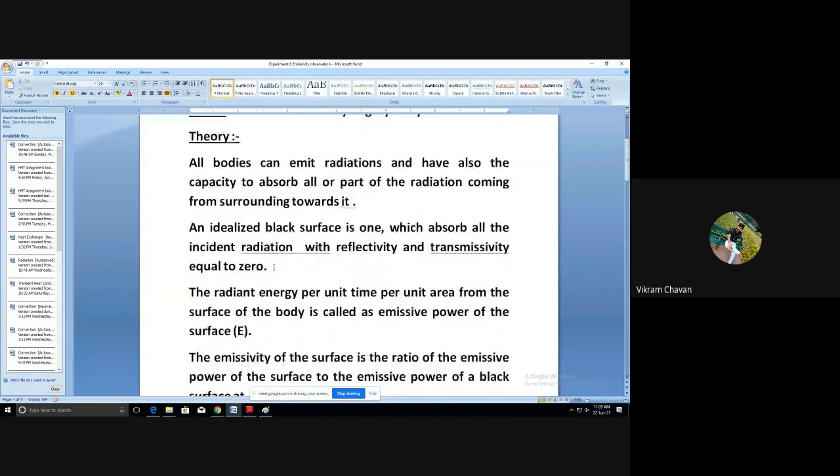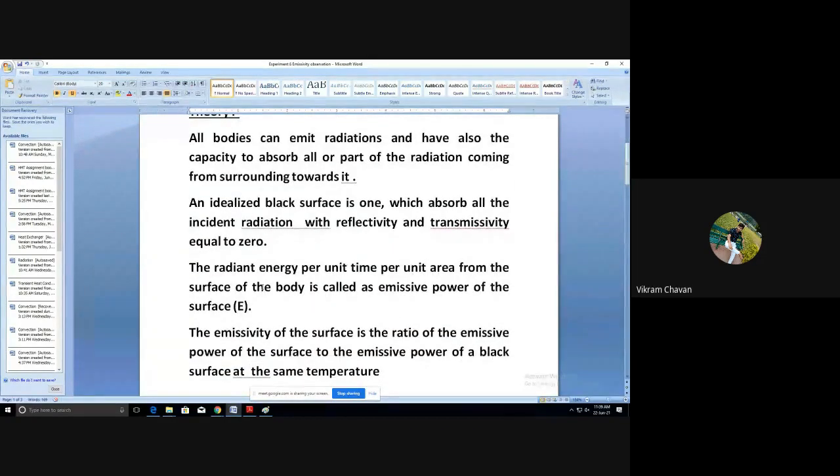To understand emissivity, first of all we should know what is meant by emissive power. Emissive power means, if any surface is radiating energy, then the energy radiated per unit time per unit area from the surface of the body is called the emissive power of that surface. It is symbolically represented as capital E for a general body. And if you consider the emissive power of a black body, you give the symbol capital E suffix B, that is the emissive power of a black body.